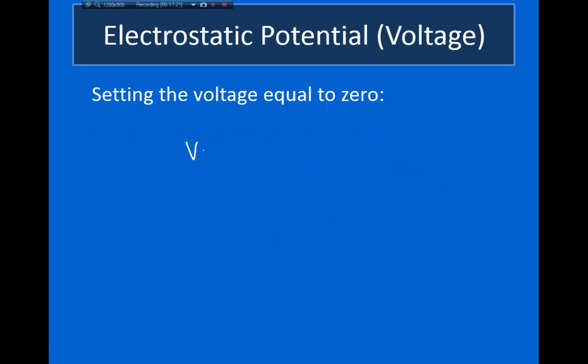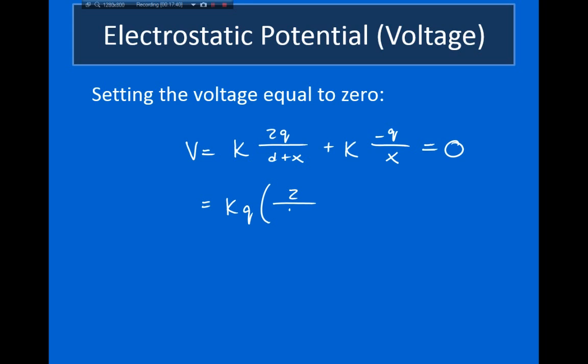Again, I want to solve for when this is equal to 0, so we have k, 2q divided by d plus x, plus k times minus q divided by x. I'm going to set this equal to 0. Again, I can factor out the k and q because they appear in both terms, so this is equal to kq times 2 divided by d plus x minus 1 over x. And so I can divide off the k and q again. If I do that, I have that 2 divided by d plus x minus 1 over x needs to be equal to 0. Again, I'm going to multiply both sides by x times d plus x.